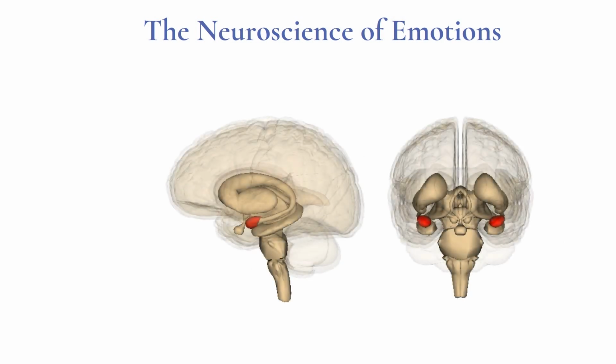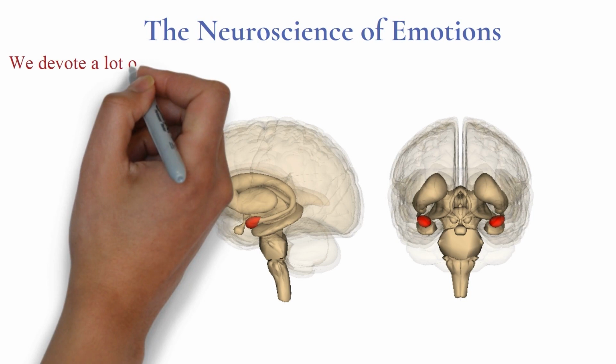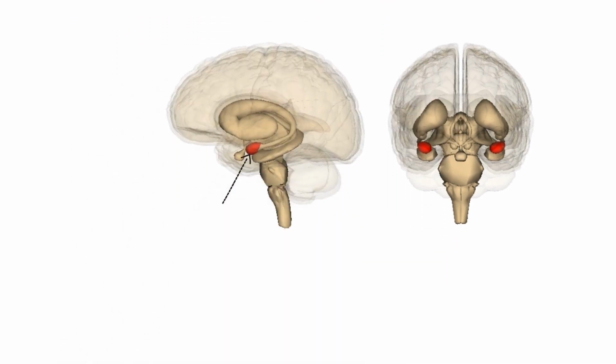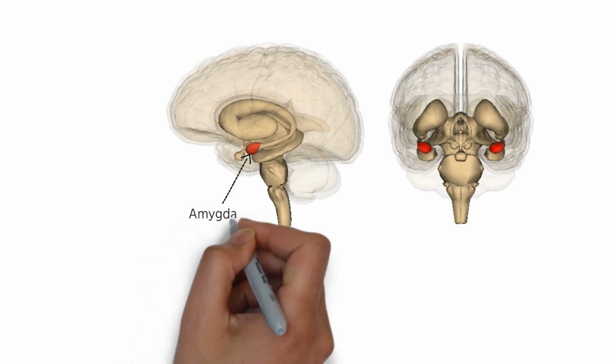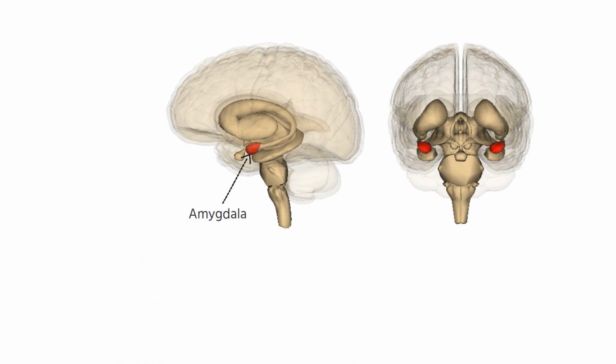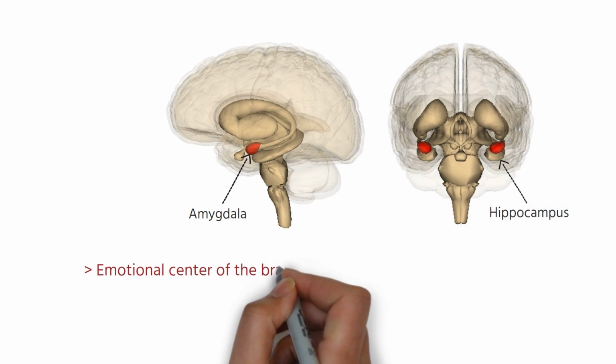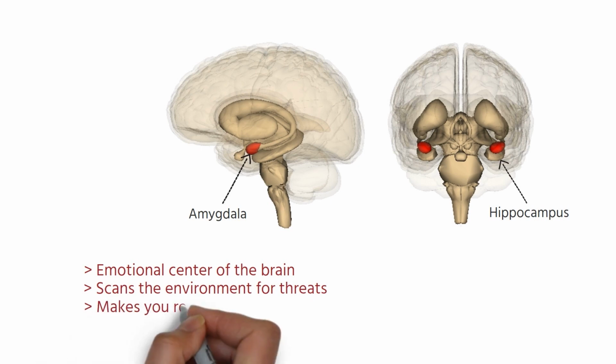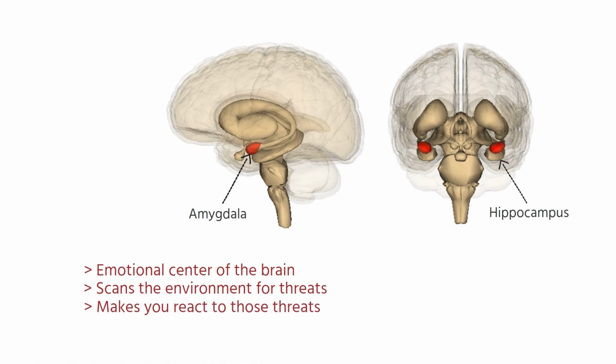We have a lot of our brain devoted to emotional processing. We have one major component in our brain, the amygdala, which is 2 pieces that look like almonds. They're in the center of your brain, and they sit on top of something called the hippocampus. The amygdala is the emotional center for your brain. I'm really simplifying it here, but basically it scans your environment for threats to you, and it makes you react to those threats. So it gets the heart pumping, gets the adrenaline going. The amygdala makes sure that you're safe in your environment. So it's like your home alarm, okay?